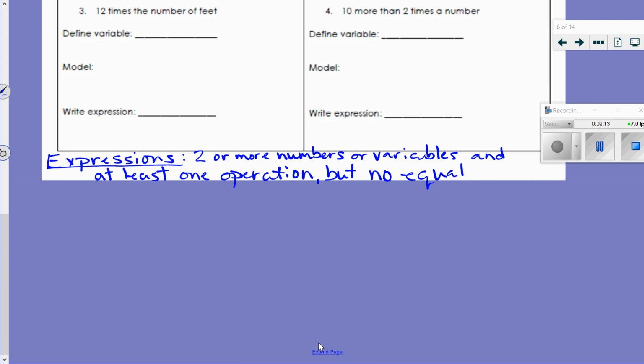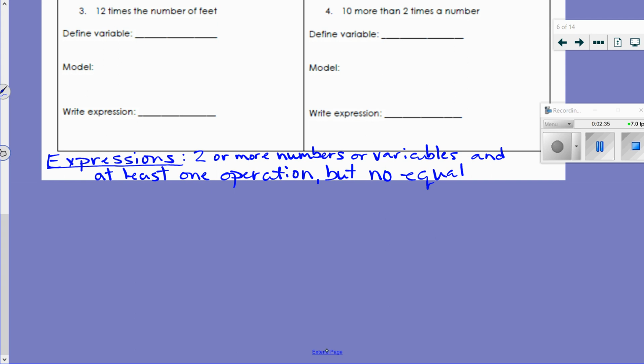Here's the key. If I ask you to write an expression, should I have a single answer? No, because that is not the definition of an expression. So be careful. If I ask you to solve the expression, you can do that as long as you've gotten the numbers. But if I ask you to write an expression, I need to see at least two numbers and an operation. Make sense?